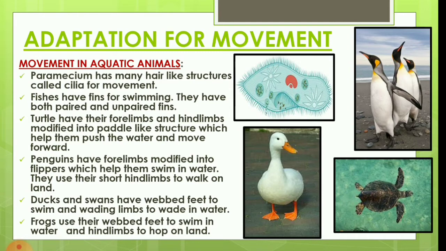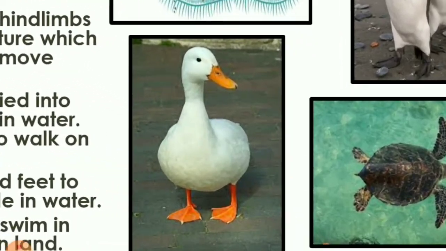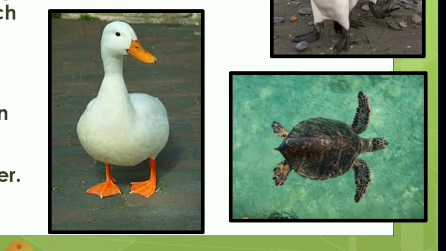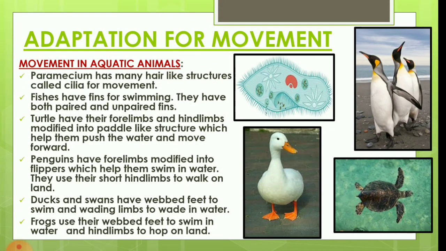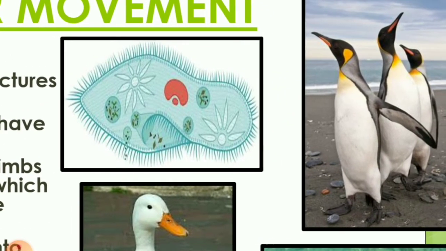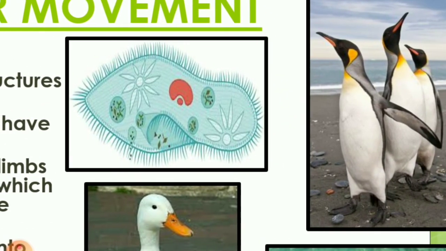Turtle have their forelimbs and hind limbs modified into paddle-like structure, which help them push the water and move forward. जो turtle होते हैं उनमें जो forelimbs होते हैं, मतलब जो हाथ होते हैं, and hind limbs जो पैर होते हैं, they are changed into a paddle-like structure, which help them to move in the water. Penguins have forelimbs modified into flippers, which help them swim in water. They use their short hind limbs to walk on land. जो penguins होते हैं उनके जो forelimbs होते हैं, जो हाथ होते हैं, वो flippers में change हो जाते हैं to move in water, and to move on land they have short hind limbs.